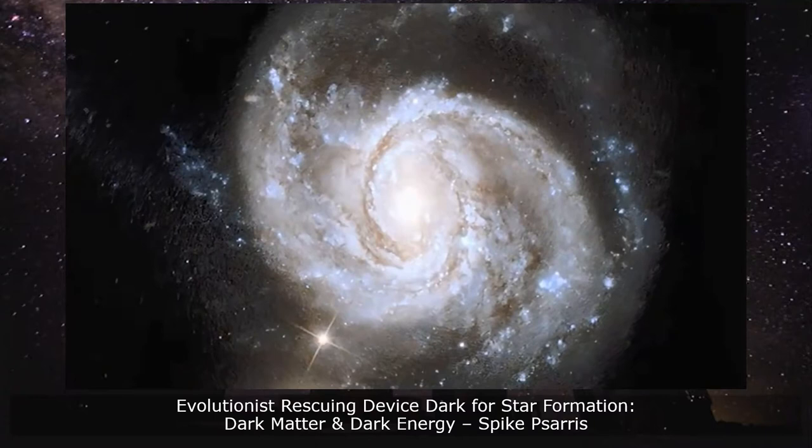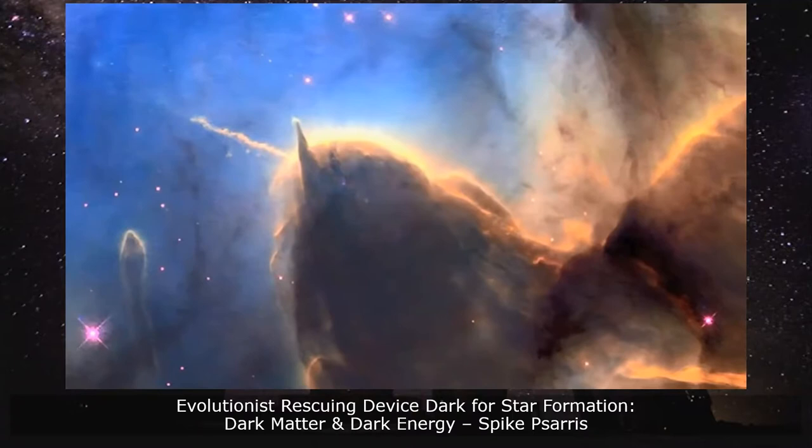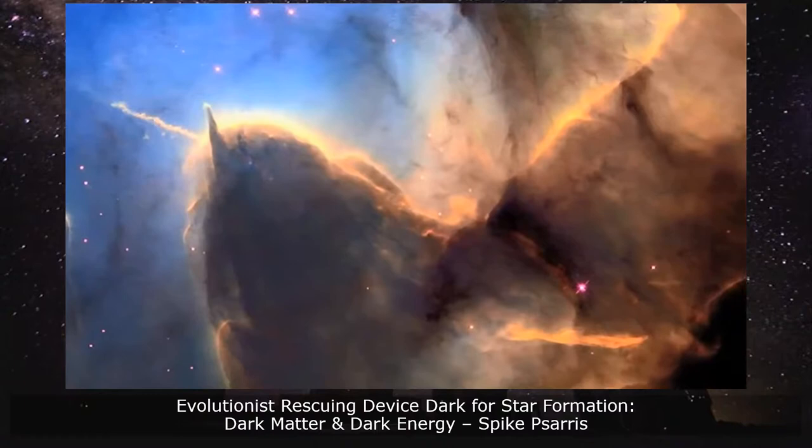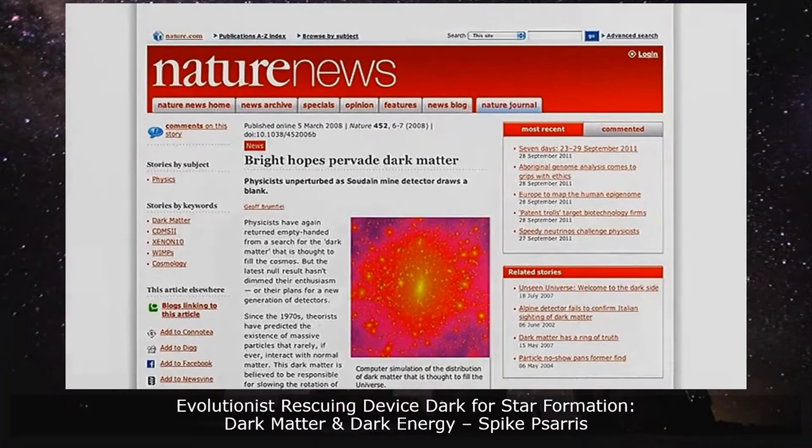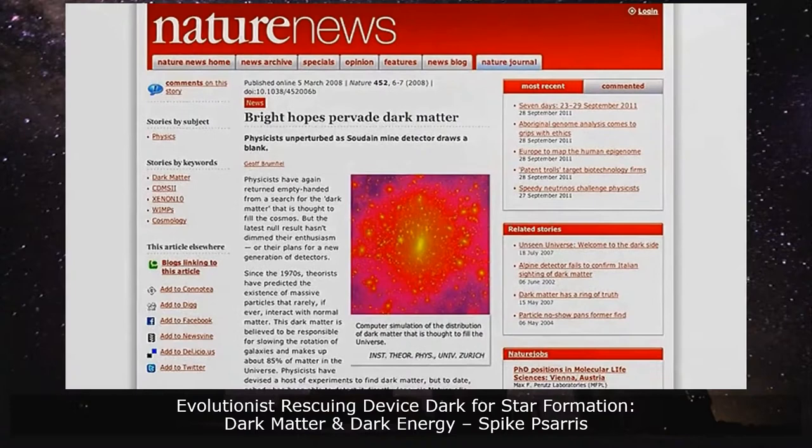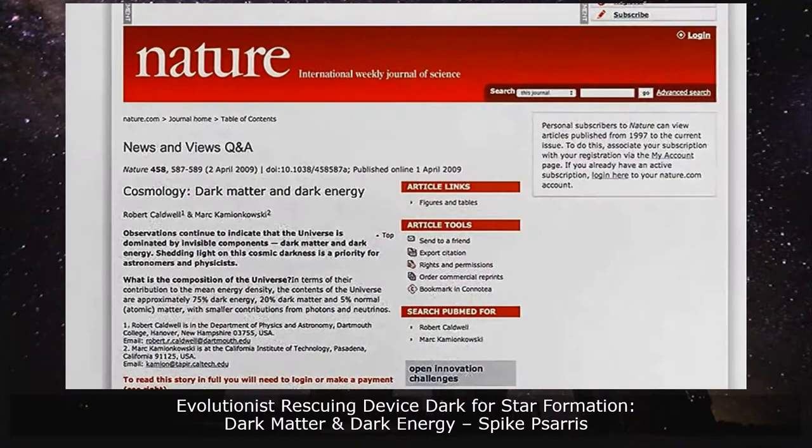The only reason dark matter can supposedly rescue star formation for the evolutionists is because nobody knows what it is, or has any definitive evidence for how it might work. So evolutionists are putting it in their models and claiming it can do all sorts of wonderful things because nobody can prove that it can't do all these wonderful things. But that's not how science is supposed to work. And even then, scientists have realized that not even dark matter can rescue the Big Bang from all its problems.